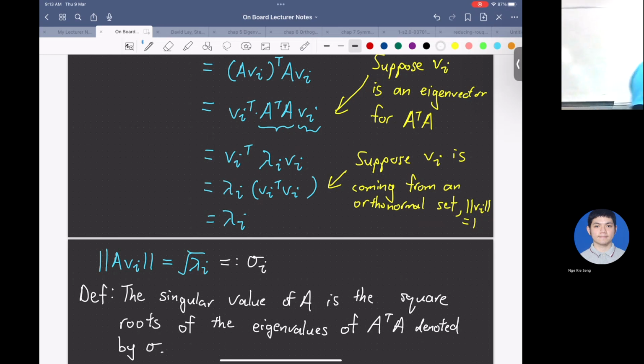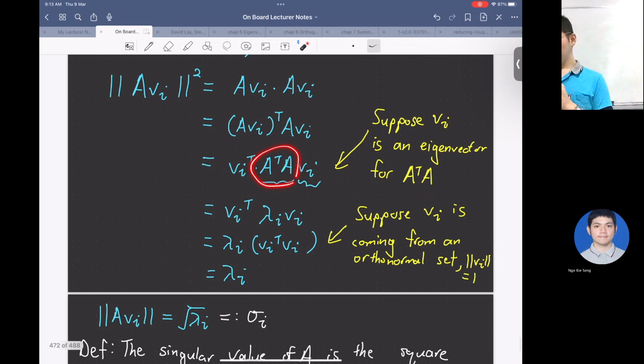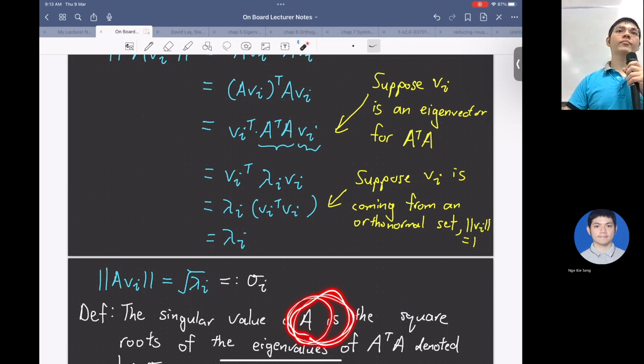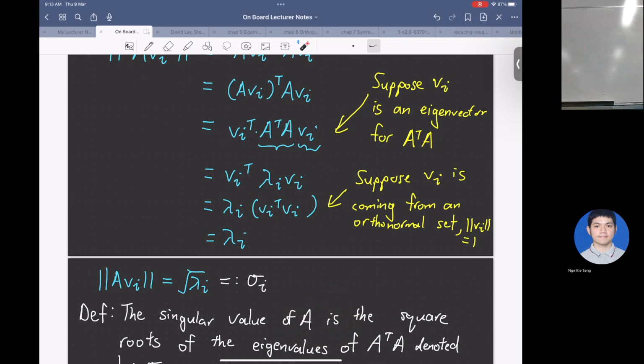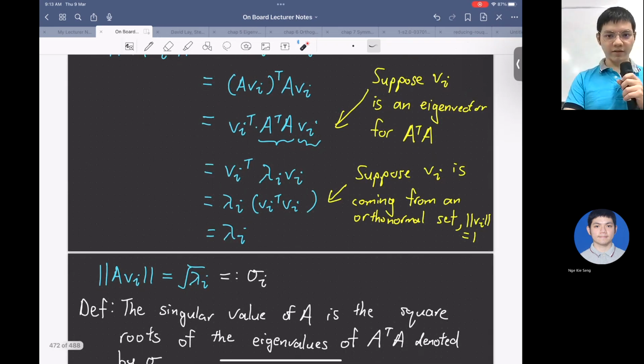Alright. So whenever we say singular value of a matrix, you actually consider the eigenvalue of A transpose A. Makes sense? Because A here is not necessarily square, but if you take A transpose A, it will become square. Please stop me if you lost somewhere, okay?